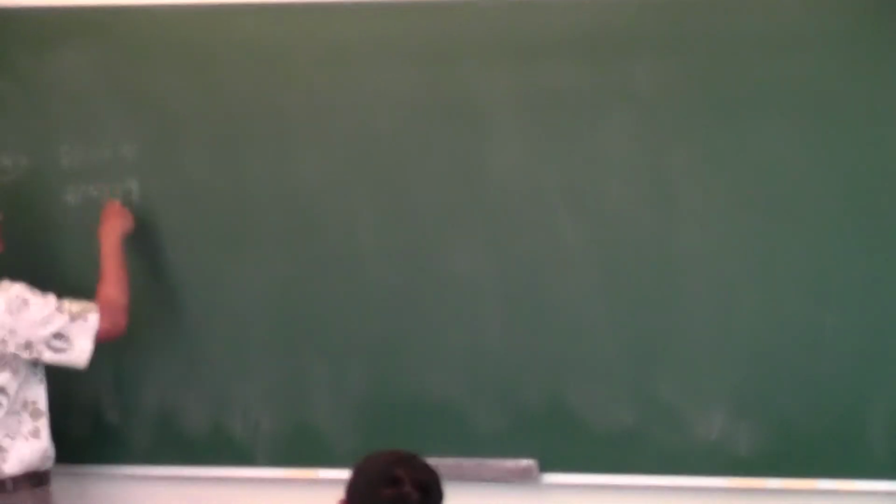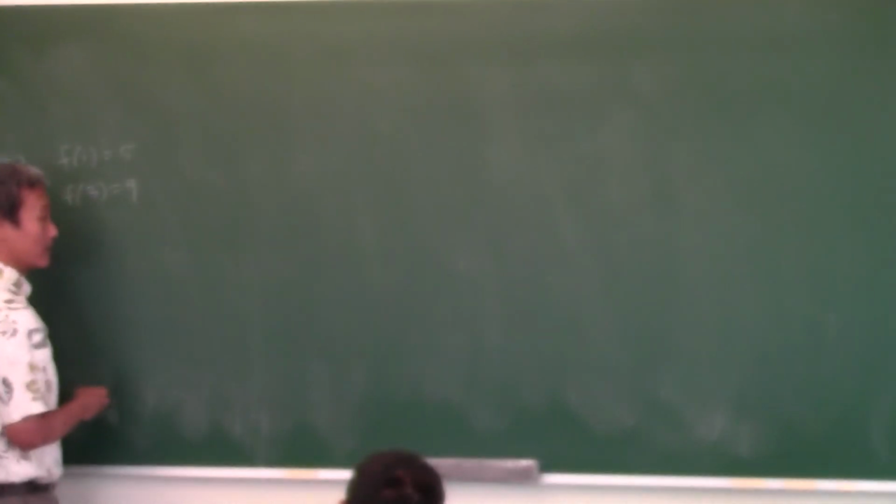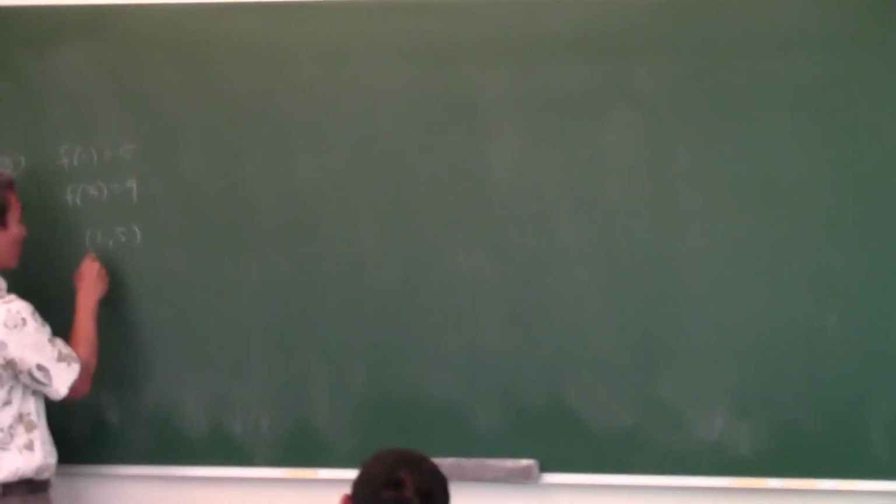Okay, if you have a linear function, first of all, what does linear function mean? It means it's a line, except it's written in function notation. Now, if you see f of 1 equals 5, what point does that represent? That represents the point 1 comma 5, and this represents the point 3 comma 9. How do you write the equation of the line?